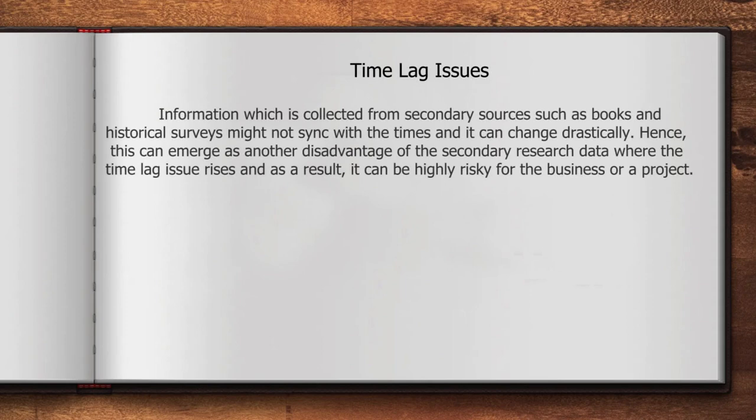Lastly, time lag issues. Information which is collected from secondary sources such as books and historical surveys might not sync with the times, and it can change drastically. Hence, this can emerge as another disadvantage of the secondary research data, where the time lag issue rises, and as a result, it can be highly risky for the business or a project.